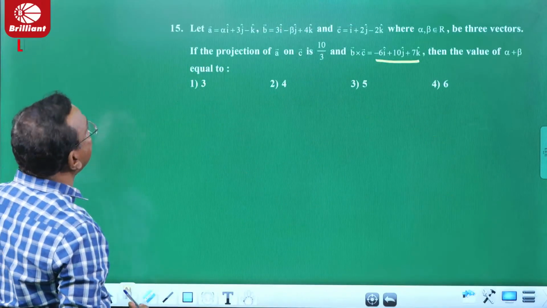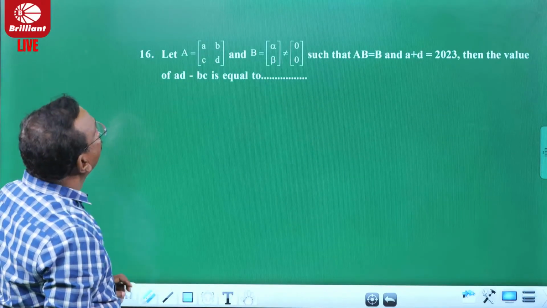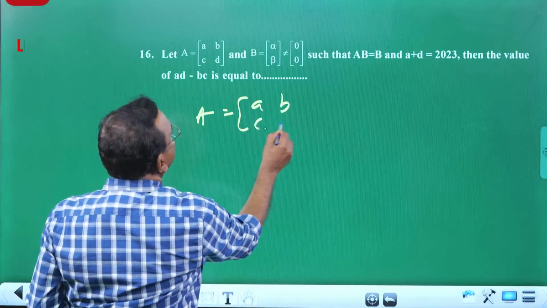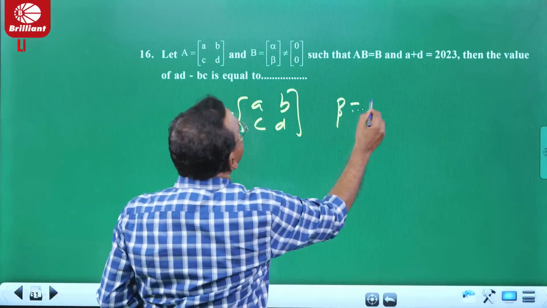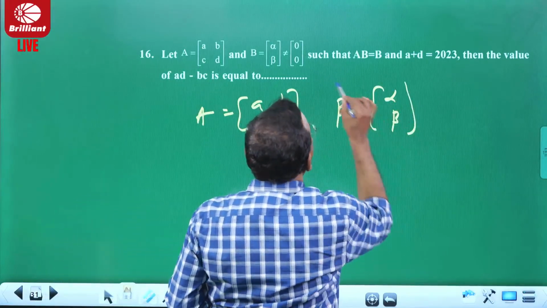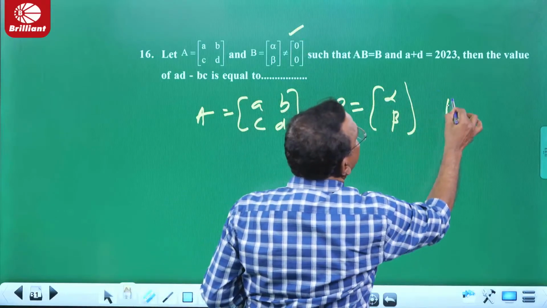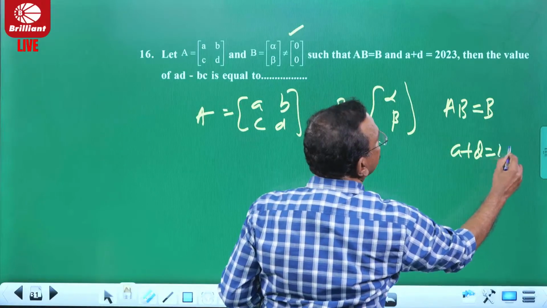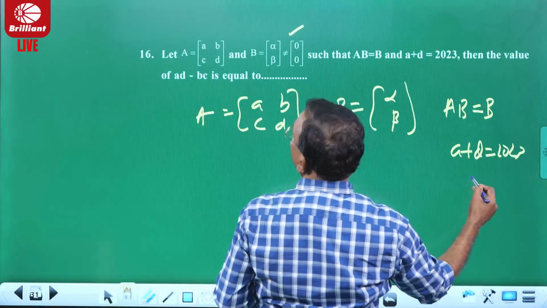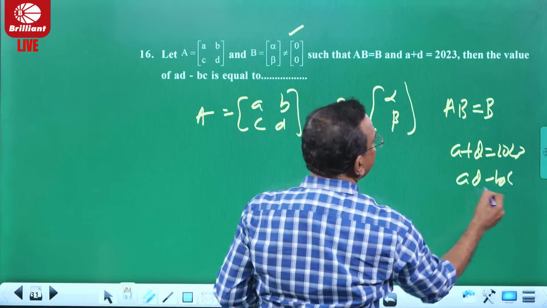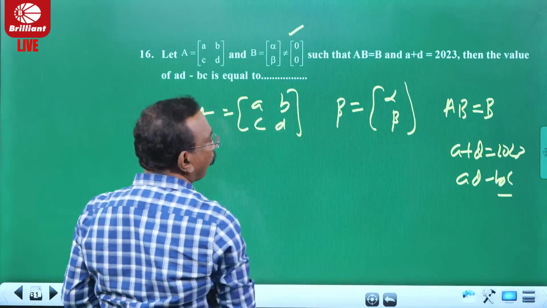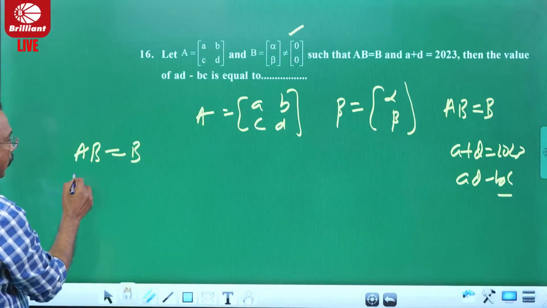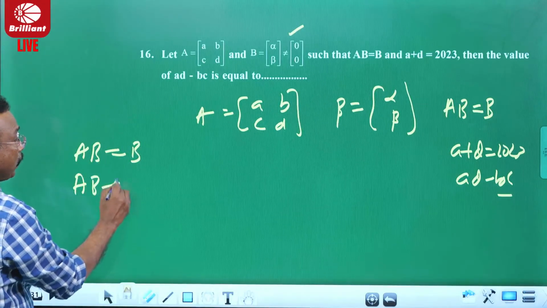Now come to our 16th problem. Here A is given as the matrix with entries a, b, c, d and alpha comma beta, which is not equal to 0, is given there, and AB is equal to B. Then A plus D is equal to 2, and 0, 2, 3 is given. What about the value of AD minus BC? You can see AD minus BC is the determinant value of A. So given AB is equal to B, it implies that you can take B outside. Therefore AB minus B is equal to 0.